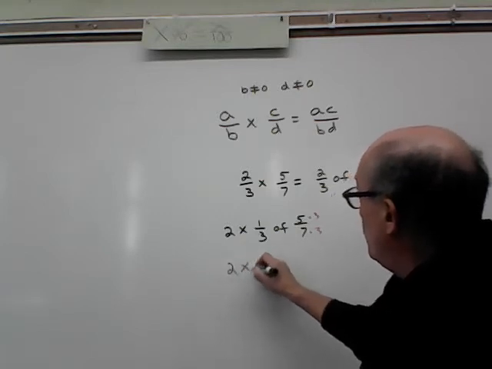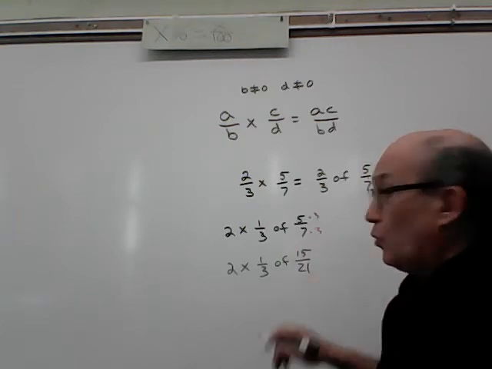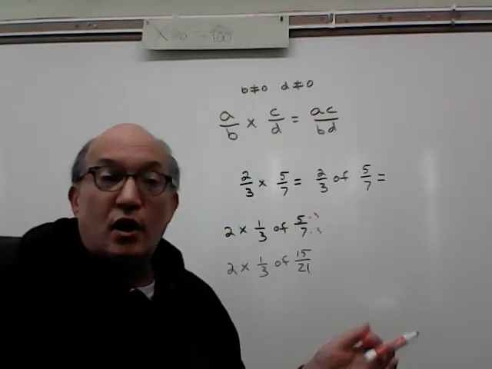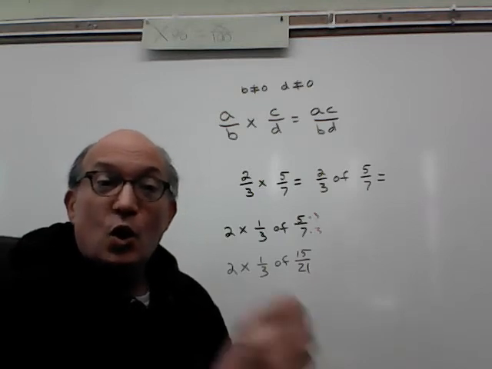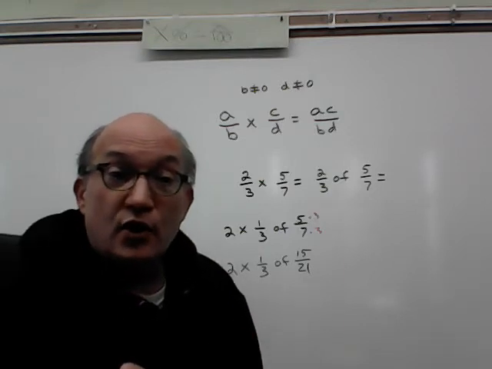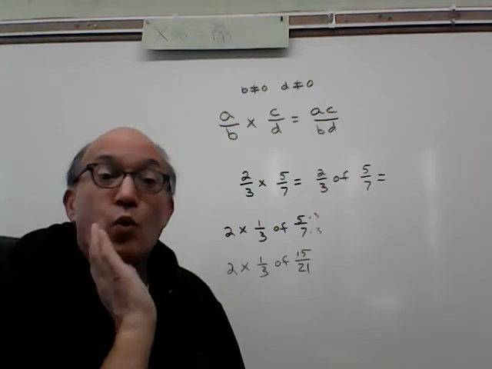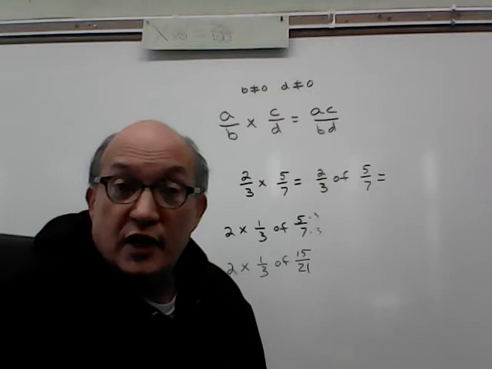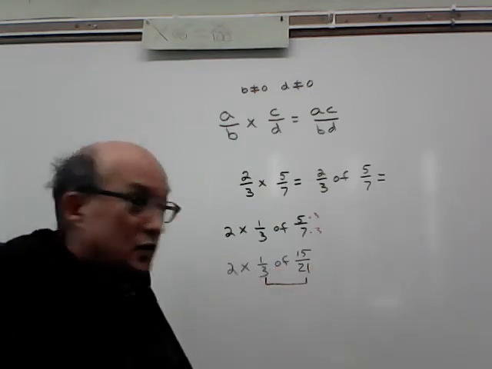So now we have 2 times 1/3 of 15/21. And at this point, the question, what is 1/3 of 15/21, should answer itself. It should be obvious. 1/3 of 15/21 is like 1/3 of 15 pencils. 1/3 of 15 pencils is 5 pencils. 1/3 of 15 people is 5 people. So 1/3 of 15/21 is 5/21. Using the associative property, we can do that first.